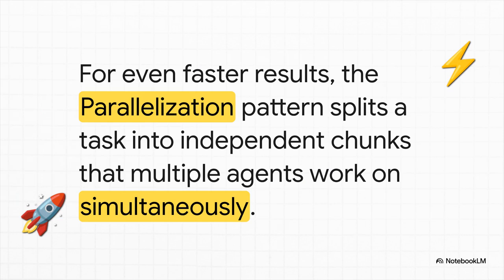But what if you need speed? I mean, who doesn't, right? That's where the parallelization pattern comes into play. So instead of a linear assembly line, imagine you've got 10 people and you give each of them a different chapter of a book to read at the same time. Then they all combine their summaries at the end. That's the idea here, splitting a job into independent chunks that multiple agents can tackle all at once.